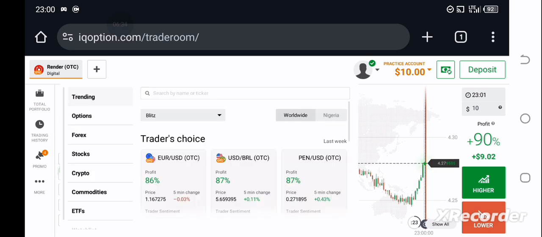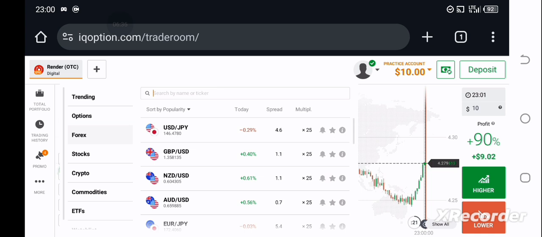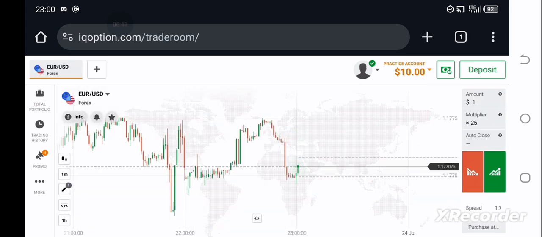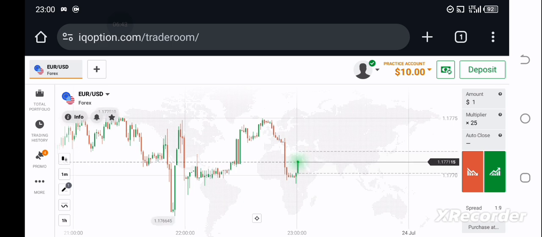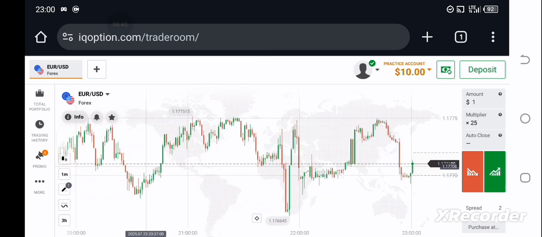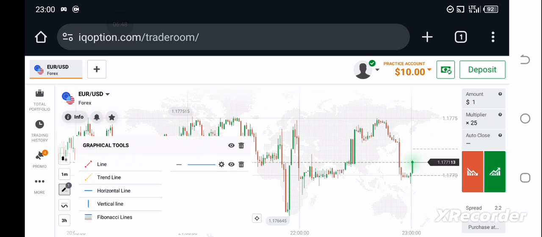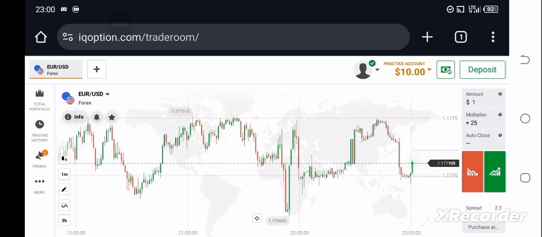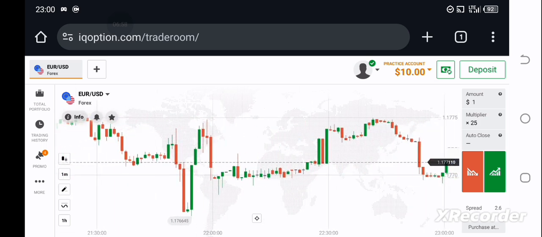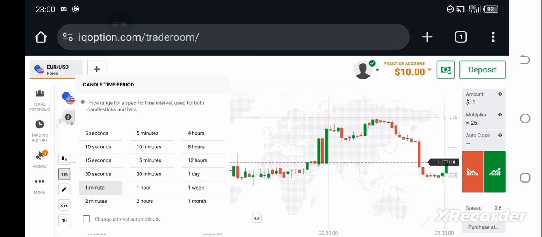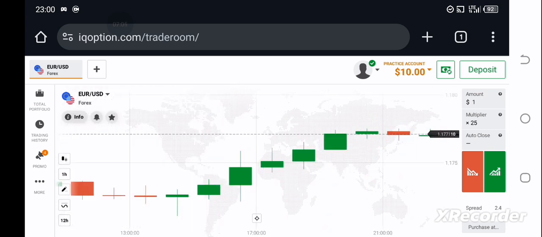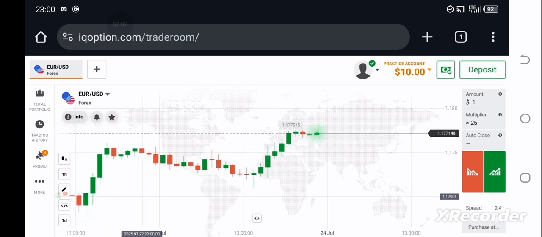Let me change this chart. Let's look at another chart. Let's go to the forex market. So let's open Euro US dollar. Today is Wednesday. The market is running 24/7. We all know that, until the weekend when the market closes. So look, this is the Euro US dollar chart. At this time there is a lot of volatility in the market. Let me increase the time frame to 1 hour. Maybe we can get a clear situation here.